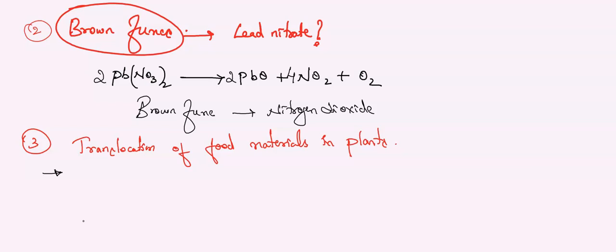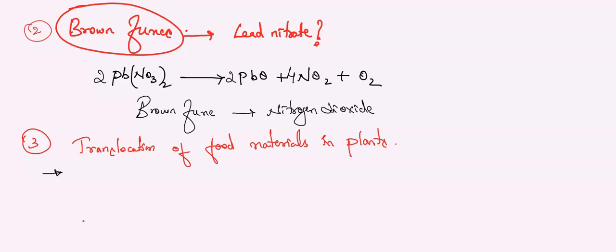See children, step number 1. The transport of soluble products of photosynthesis is called translocation. First you have to write the definition of what translocation is. If you don't know, please make a note. The transport of, what do you mean by transport? Movement. The materials are moving from one place to another place. That is transport. The transport of soluble products.